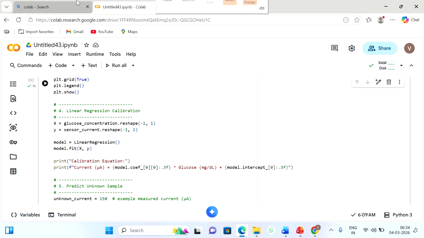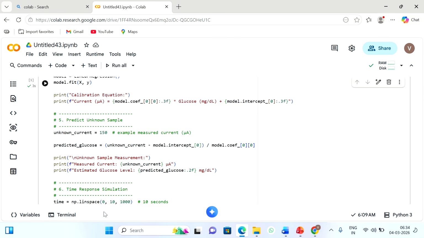So we can reverse the equation: C is equal to (I minus b) by m. So predicted_glucose is equal to unknown current minus model intercept divided by slope. So this estimates blood glucose level. This is how glucometers calculate glucose from the measured current.